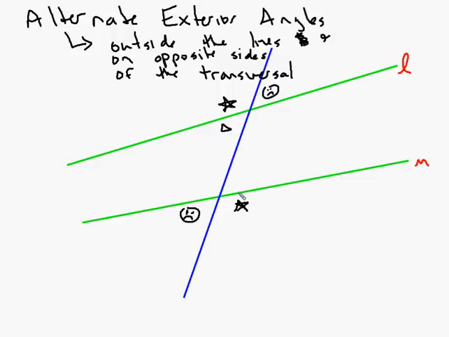Where I'm putting this triangle, what are those? Those are alternate interior. What about this empty circle? Interior. Alternate what? Interior. Okay, you need to say the whole phrase.